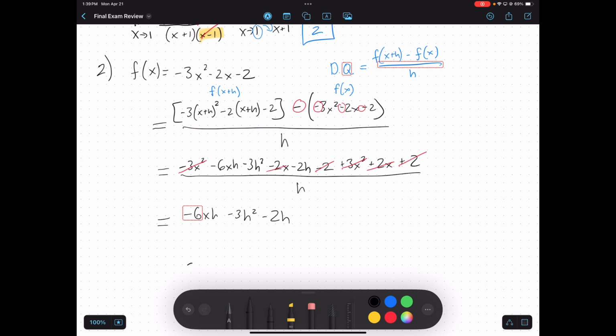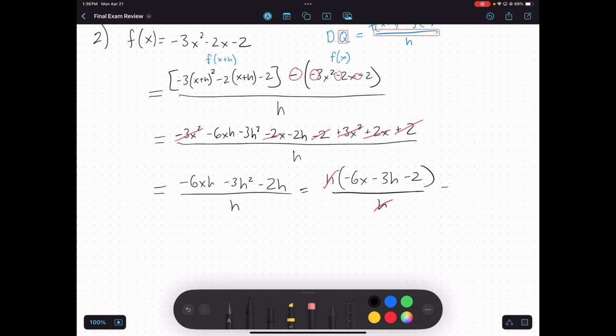Meaning, what can I do now? Factor out an h. This was something that always happened when I used difference quotients. You were always able to cancel out everything that didn't have an h so that you can factor out an h. Why is it important to factor out an h? It cancels with the 1 in the denominator. And so I'm left with negative 6x minus 3h minus 2. Very nice. Any questions about using that difference quotient?